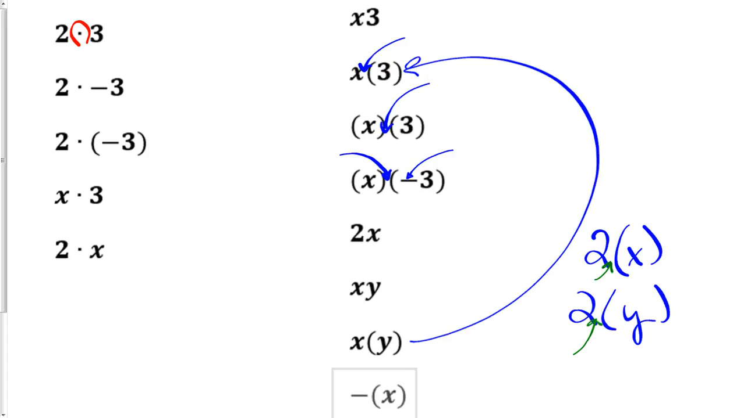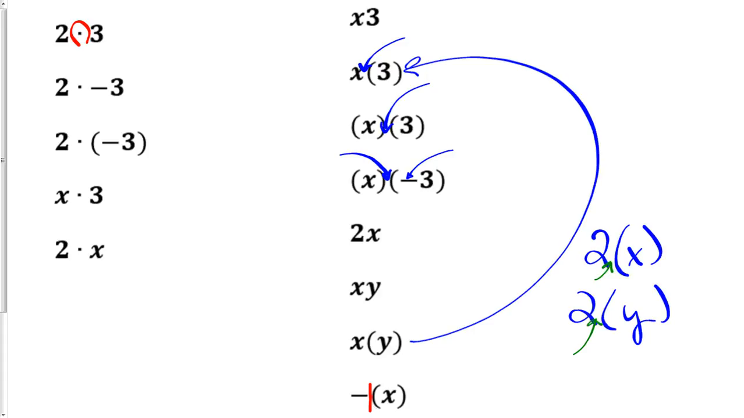And my last one is negative 1 times x. Yes, I know there's no 1. It's an understood one. And that's a sign, right? This means I have a negative 1 times x.